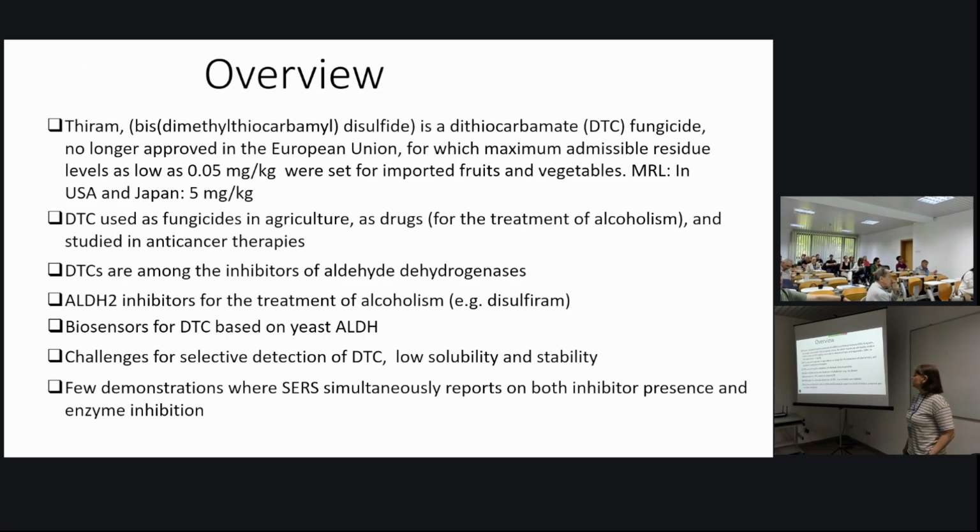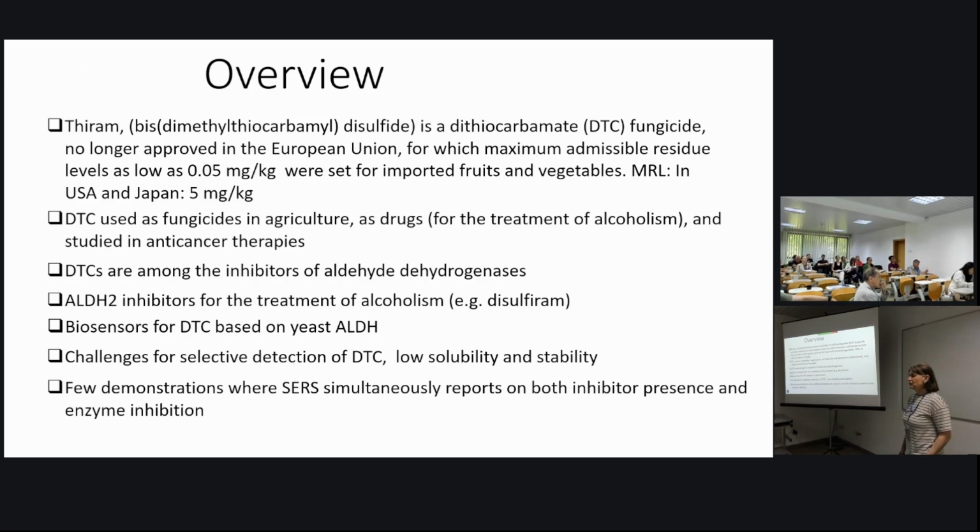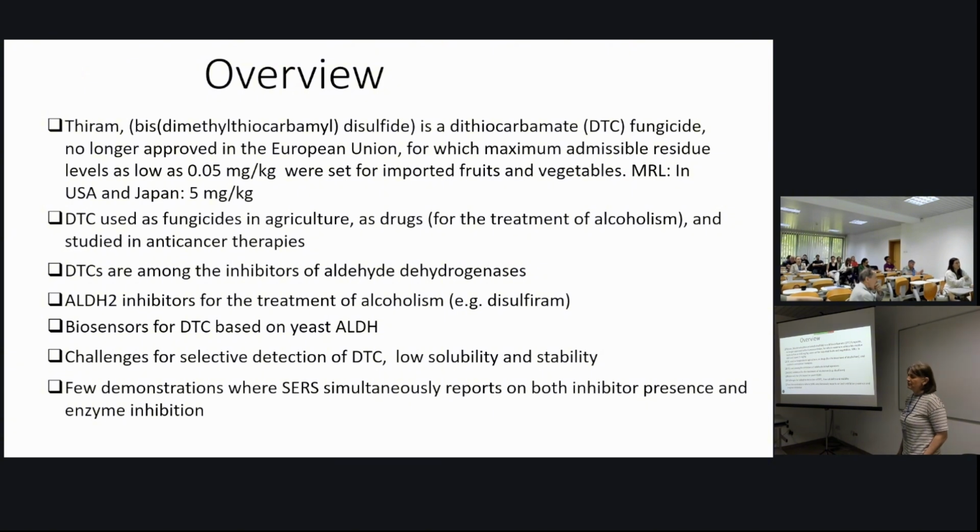We set out to develop such a selective method for thiram, and we wanted to use SERS because, as Professor Ashtilan presented, it is very sensitive and specific, and provides a specific spectrum for a compound. However, there were few demonstrations so far where SERS was used to determine an inhibitor by providing both its amount based on the inhibition and directly its amount based on its characteristic spectrum.